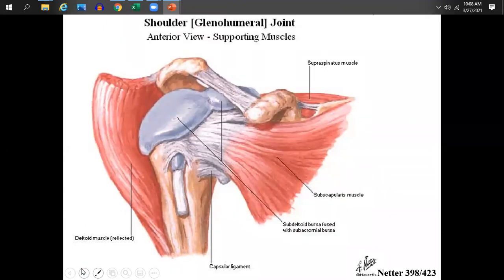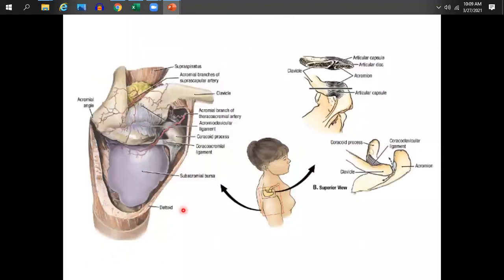Okay, so when it comes to your glenohumeral joint, there are a lot of different muscles that work on it, as well as bursae that are there to help ease the friction. You can see here how you have your subdeltoid bursa that's fused with your subacromial bursa. And also there's a subscapular bursa that you can't see in this picture. And then again, here's your subacromial bursa.